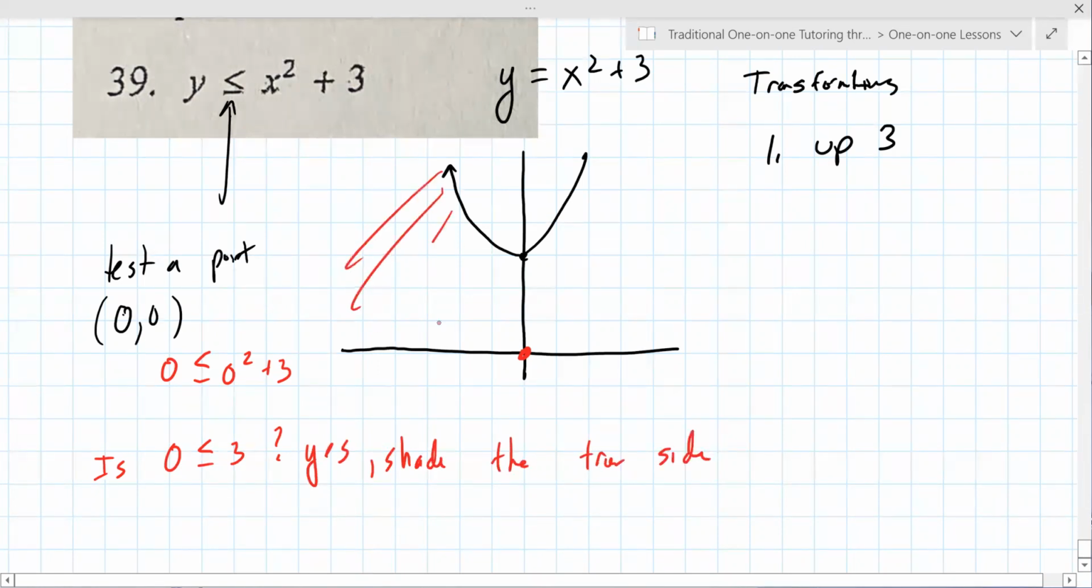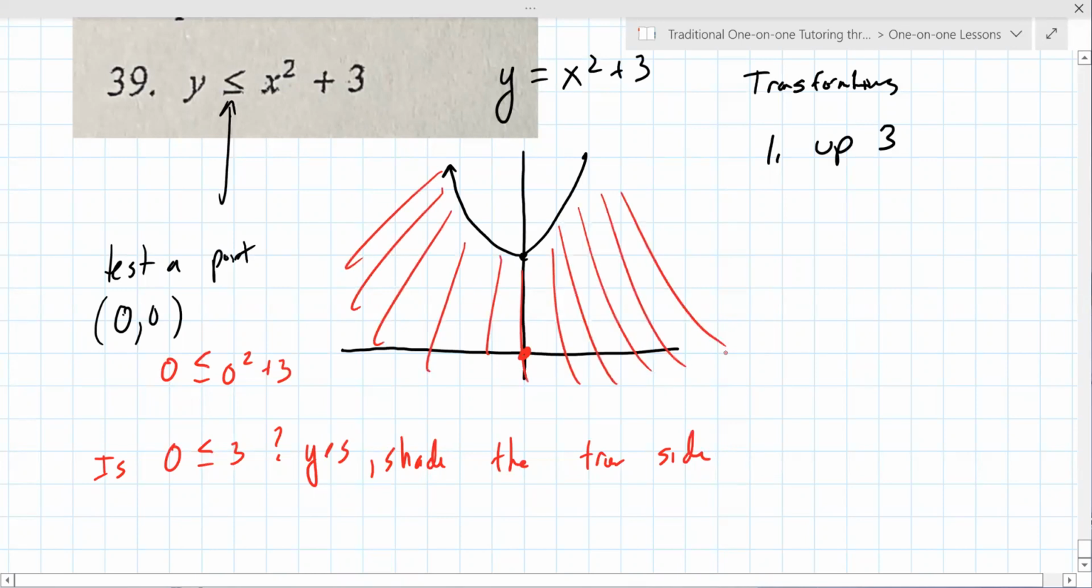So that would be everything like that. So if it's true, you shade on the outside of the parabola. You shade whichever side contains the point. There's a lot to this, but I'm trying to not overly develop this. If you try a point up here, it would not work, so you would not shade that.